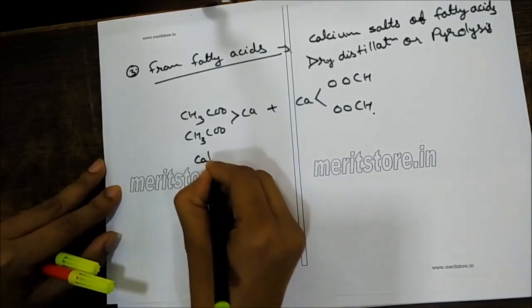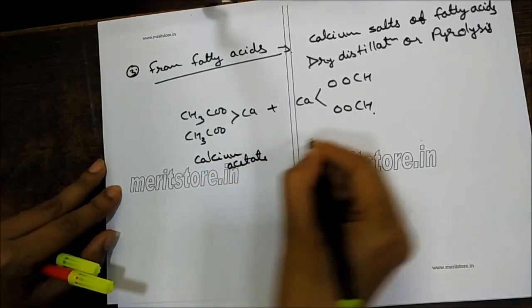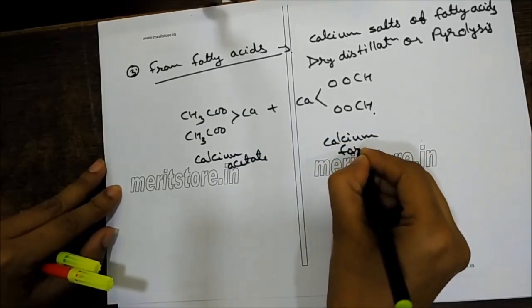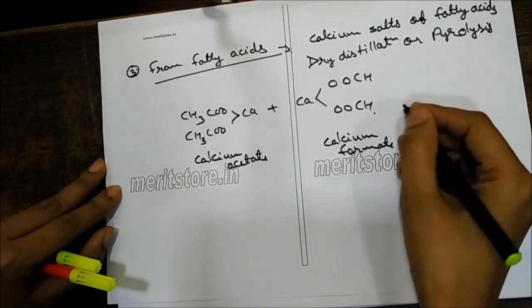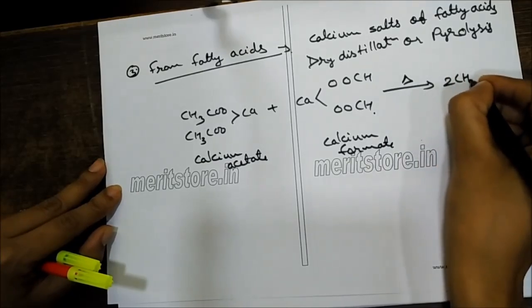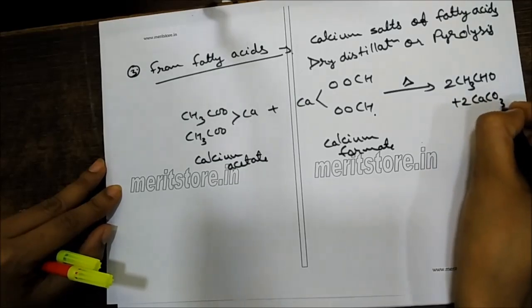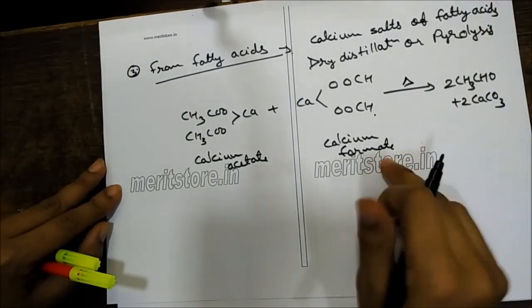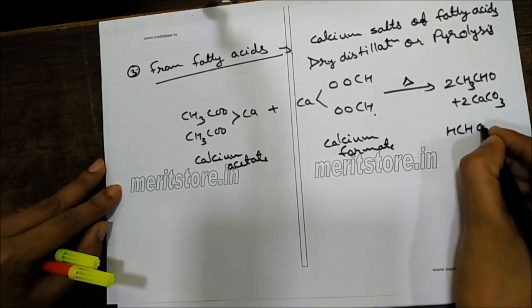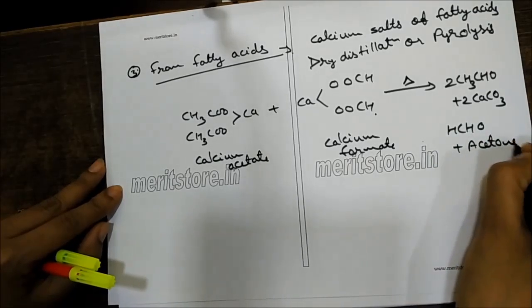This is calcium acetate, and this is calcium formate. Will give aldehyde on dry distillation and calcium carbonate. Here formaldehyde and acetone also formed.